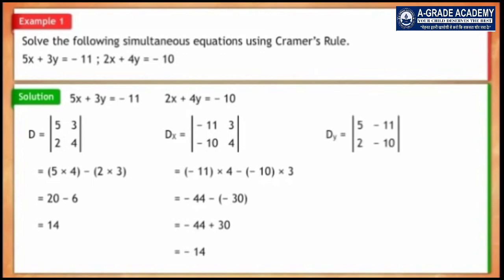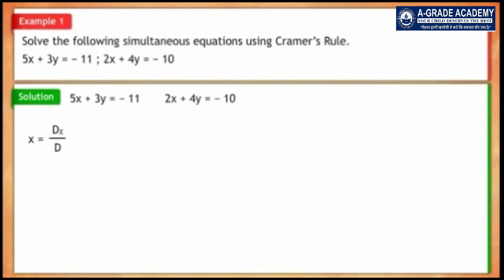Determinant dy is equal to 5, minus 11, 2, minus 10, which is equal to 5 into minus 10 in brackets minus 2 into minus 11 in brackets, which is equal to minus 50 minus minus 22, which is equal to minus 50 plus 22, which is equal to minus 28.